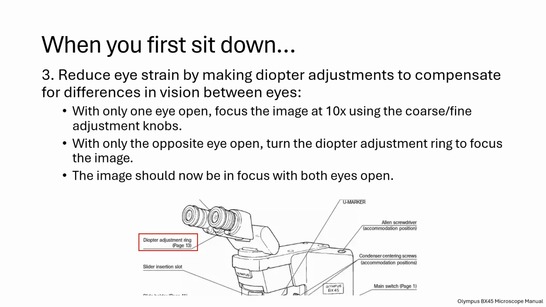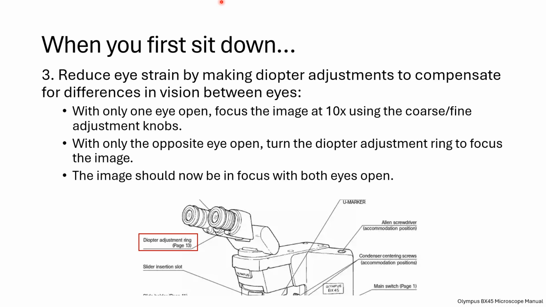You can reduce eye strain by making diopter adjustments to compensate for differences in vision between eyes. Start by opening the eye that corresponds to the eyepiece without the diopter adjustment ring. So for the microscope pictured here, you would start with the left eye since the diopter adjustment ring is on the right. Keep the right eye closed and look through the microscope with the left eye.